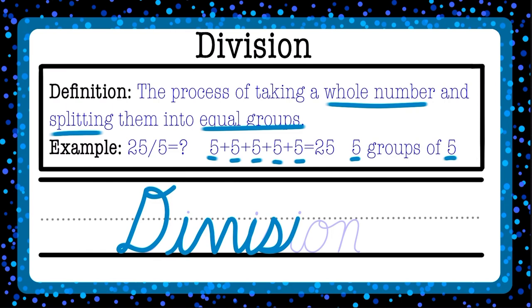back to the halfway mark for our I, and remember our O is going to connect at the top this time. So we'll just have that one bump for the N. All right, we've written the word, so we can now go back and dot our I's. And there you have it. We wrote the word division in cursive.